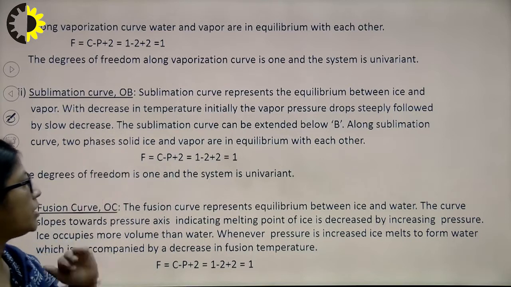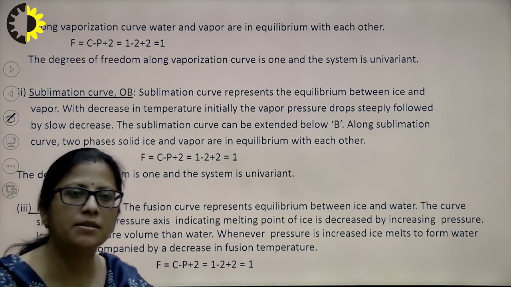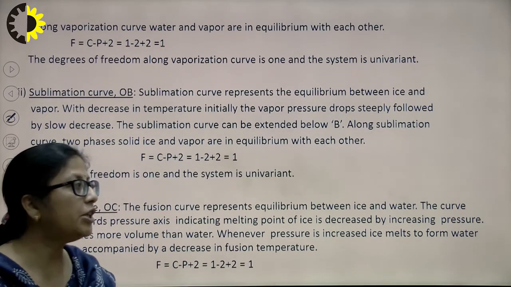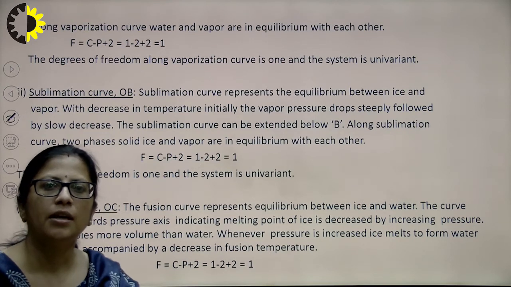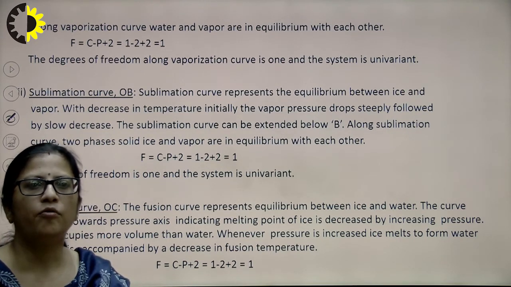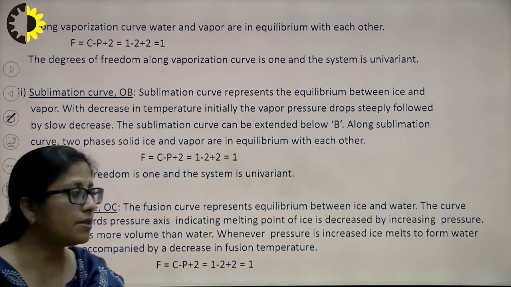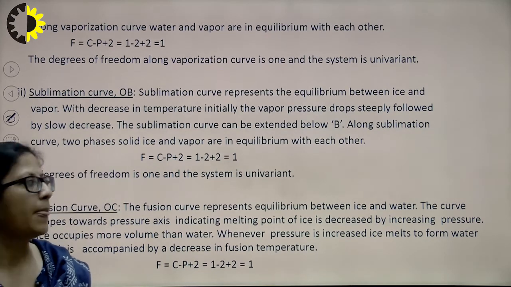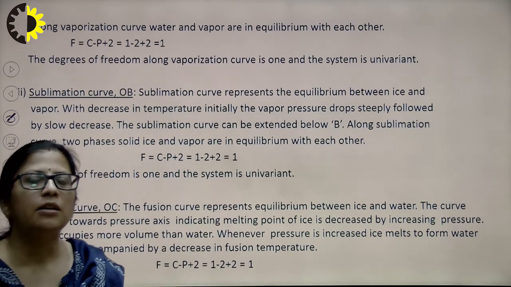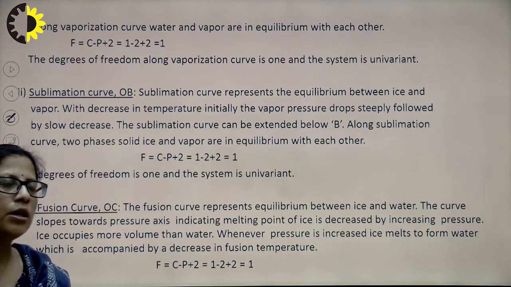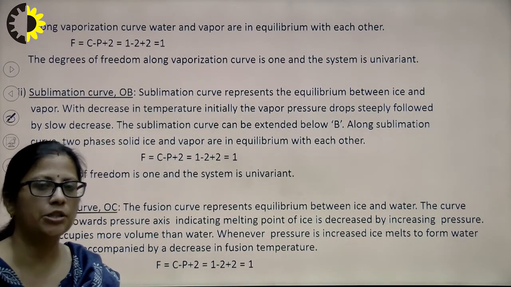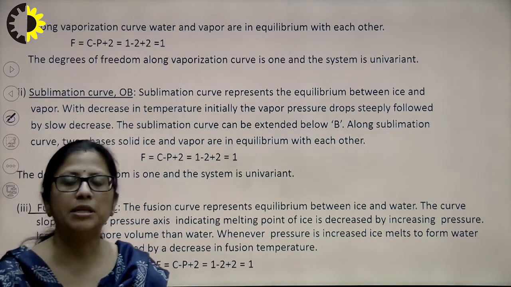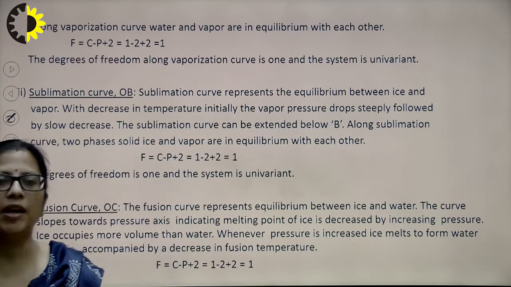Then the sublimation curve. The sublimation curve represents an equilibrium between ice solid and water vapor, and with the decrease in temperature, initially the vapor pressure drops steeply, followed by a slow decrease. Now, this sublimation curve can be extended below the B part, and along the sublimation curve, the two phases, ice and water vapor, are going to be in equilibrium with each other, and again on this curve the degree of freedom is going to be 1. That means the system is mono or univariant.